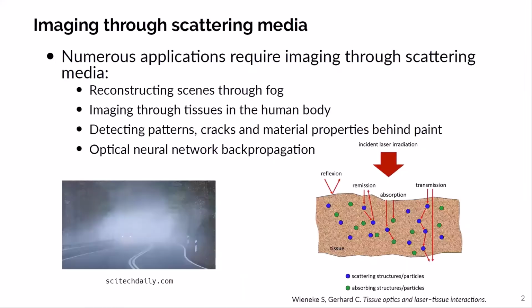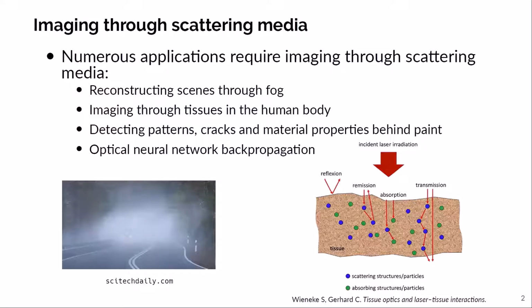So what is imaging through scattering media? Let's say we have some fog and there's an object that's in this fog or behind this fog. The light coming from this object will be scattered in all different directions, and our task would be to capture this light and try and reconstruct an image of the object that's in this fog.